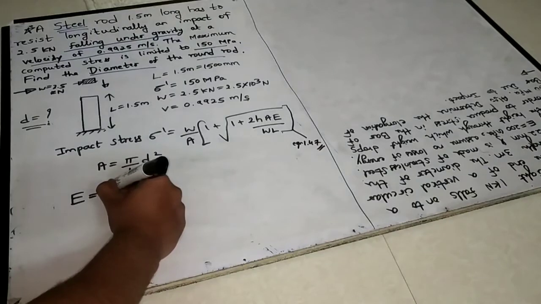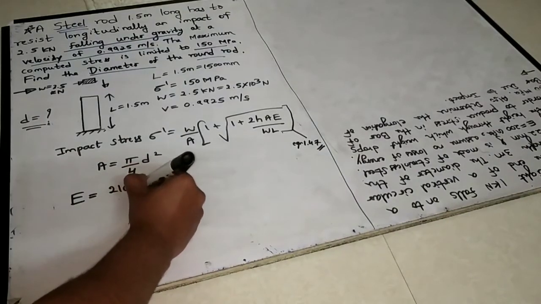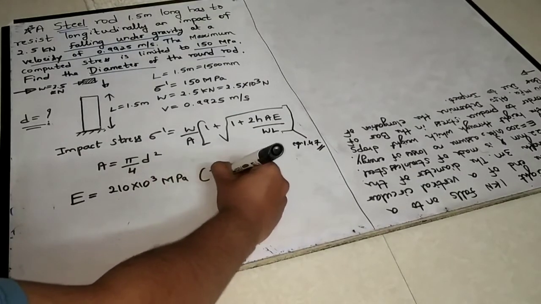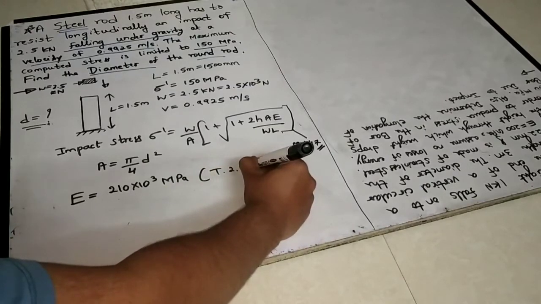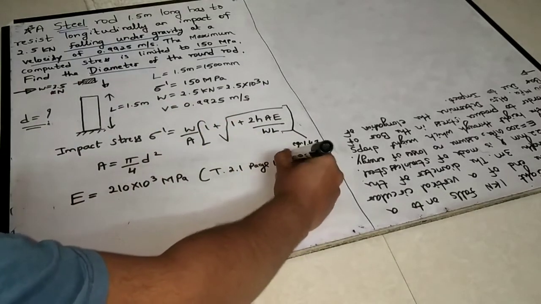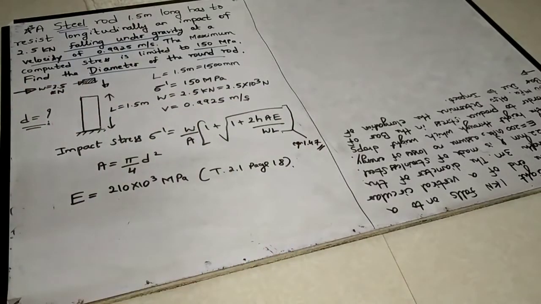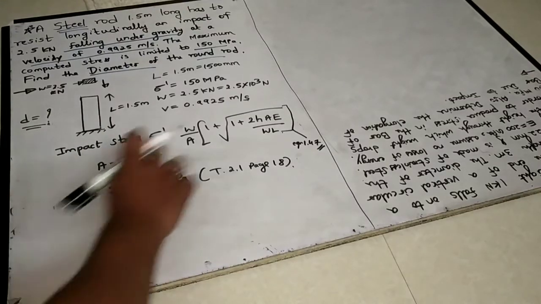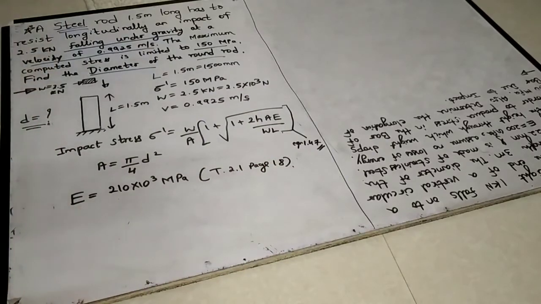Table 2.1. So E equal to 210 into 10 raised to 3 MPa. Table 2.1, page number 18. Okay, page number 18. So usually they give it, but if they don't give it, they will be giving us the material. So based on that material, you can search in the data handbook and you can assume the Young's modulus. Okay. So this is also found based on the material given.